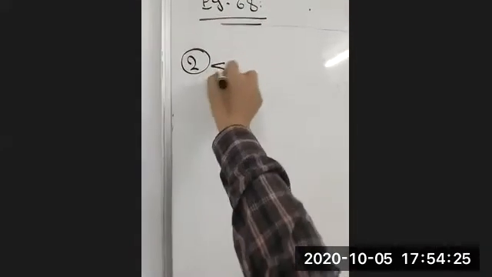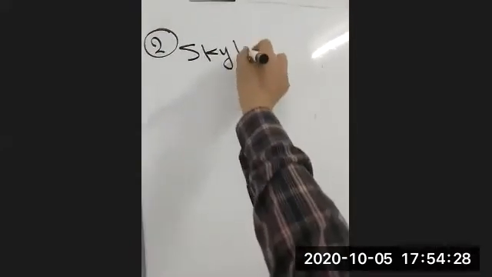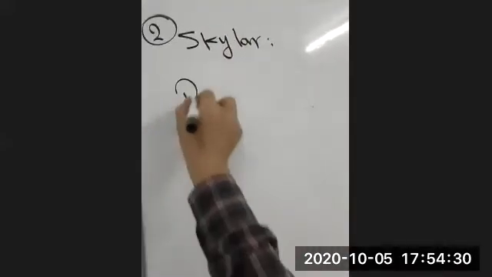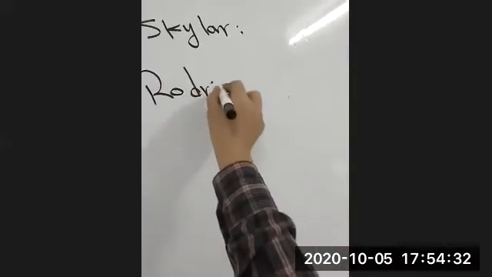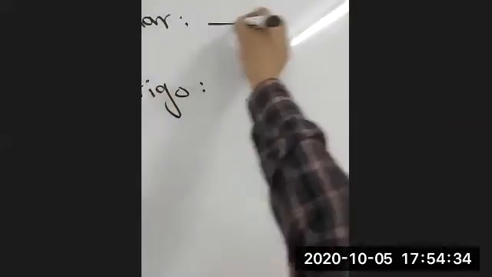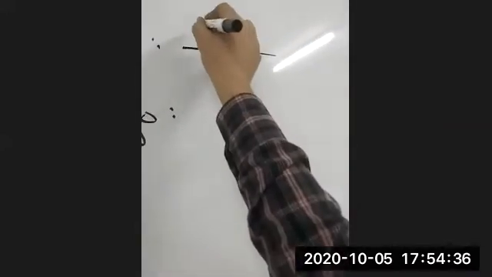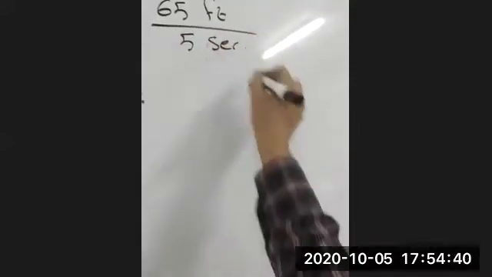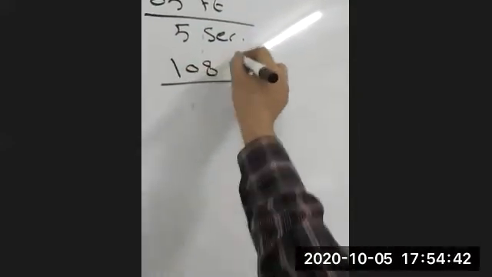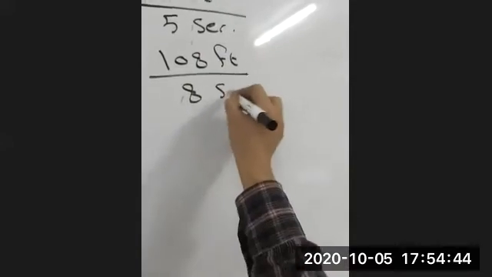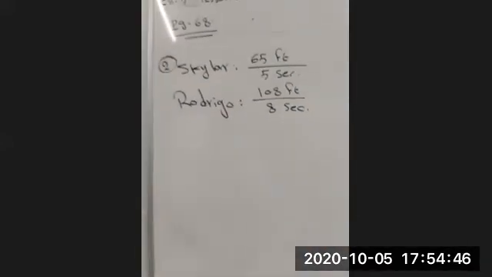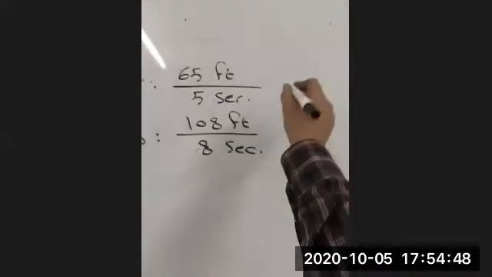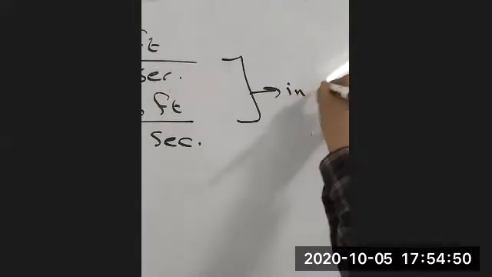Skylar and Rodrigo each recorded how far they traveled while skateboarding. Skylar traveled 65 feet in 5 seconds, and Rodrigo traveled 108 feet in 8 seconds. How much farther did Rodrigo travel per second than Skylar?